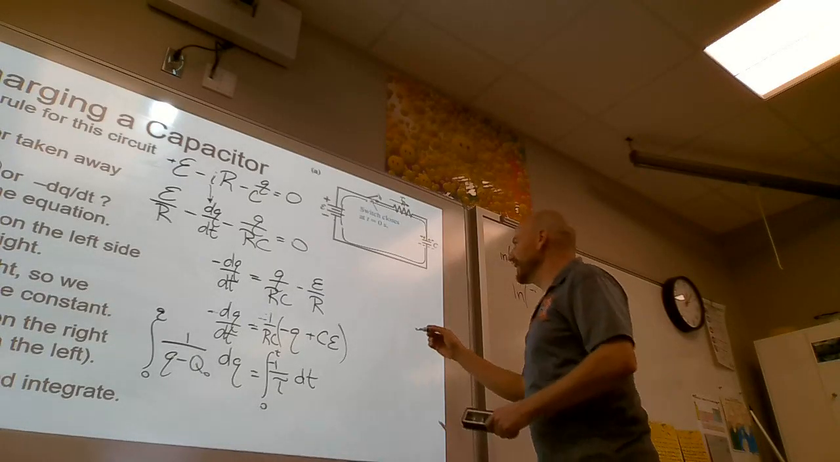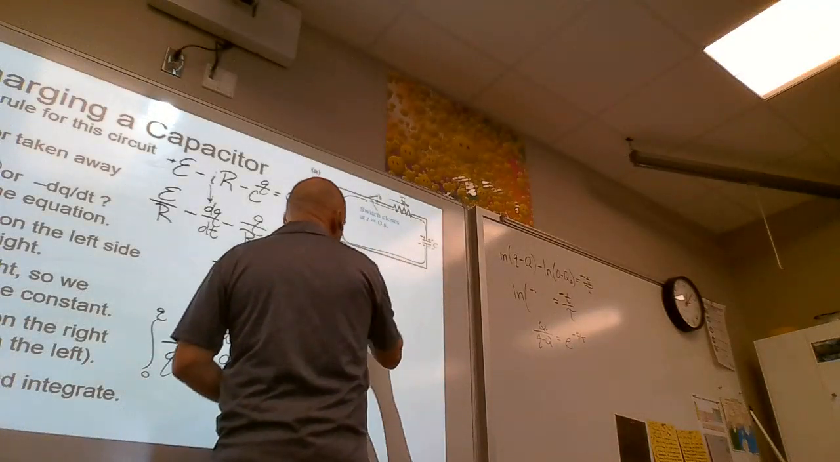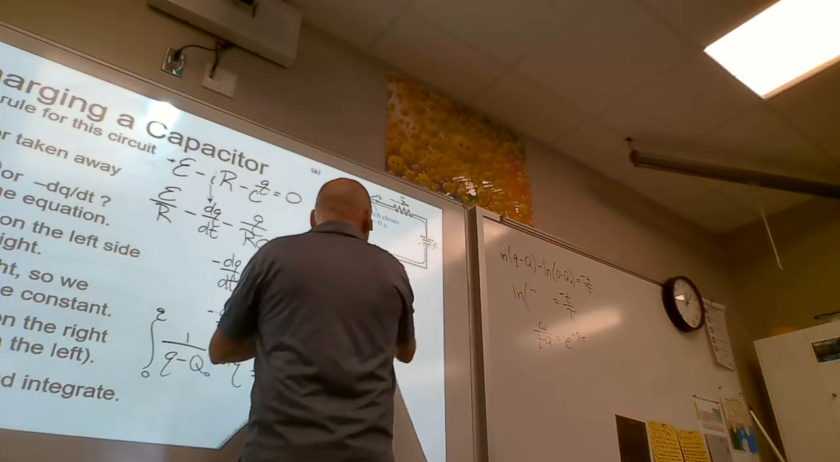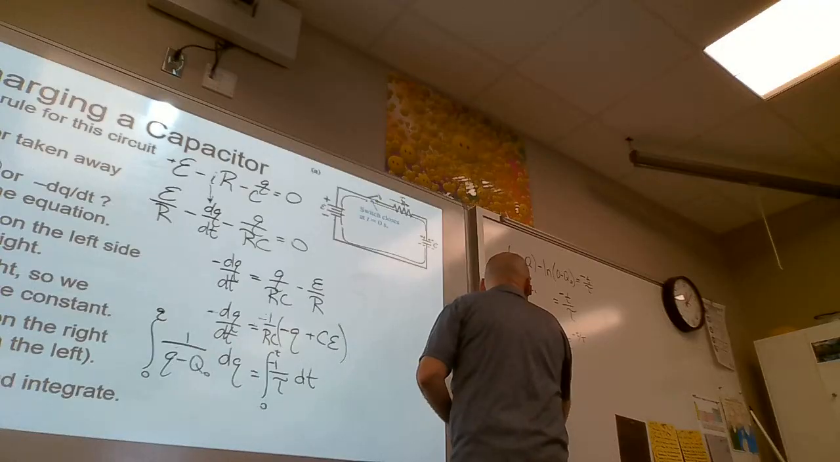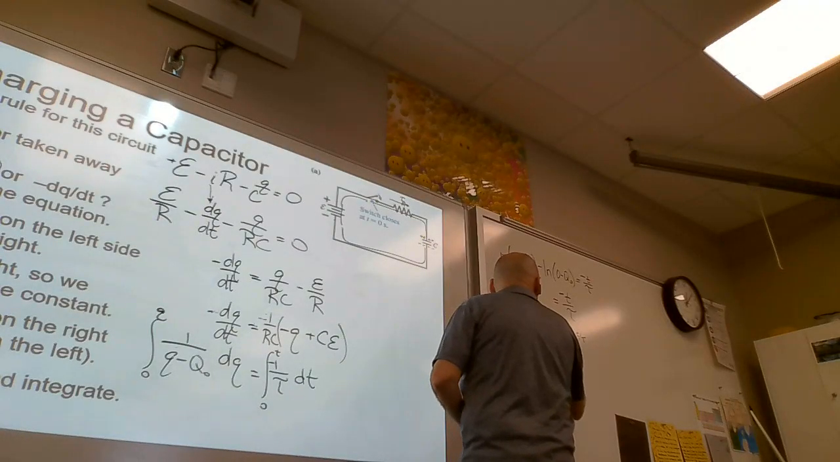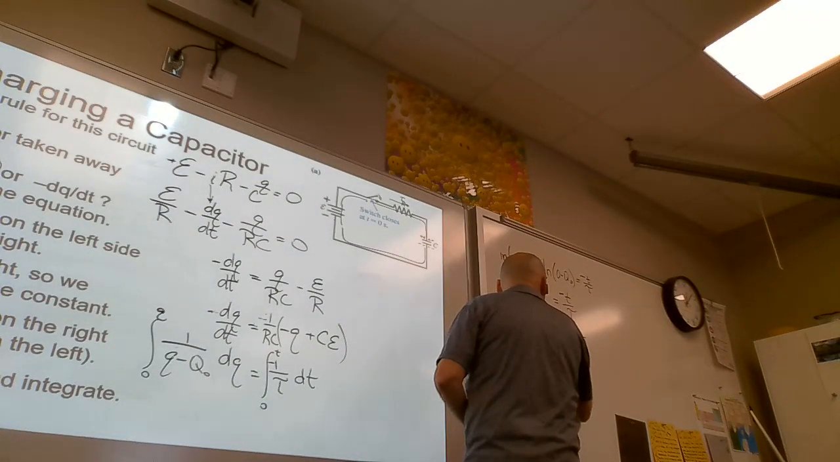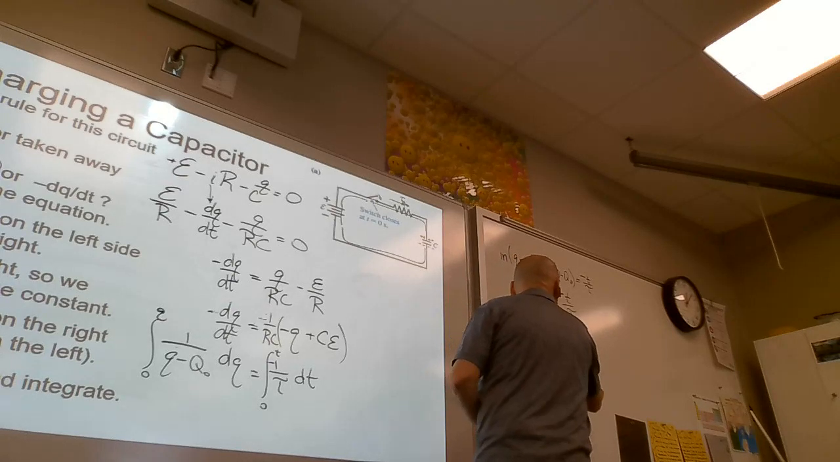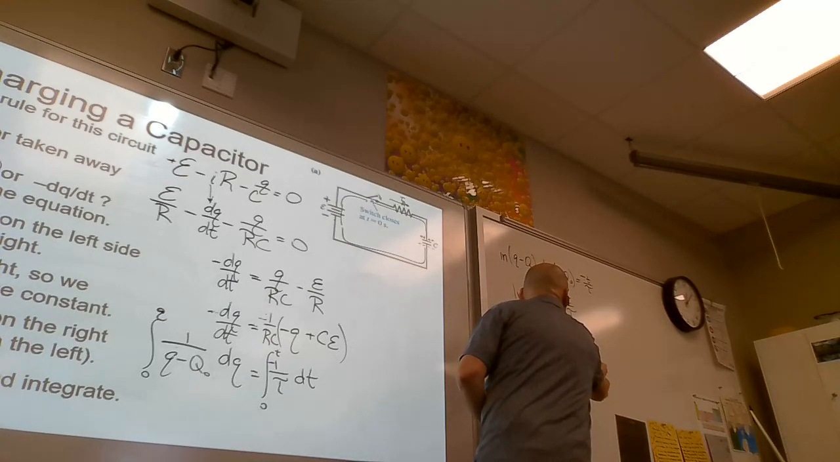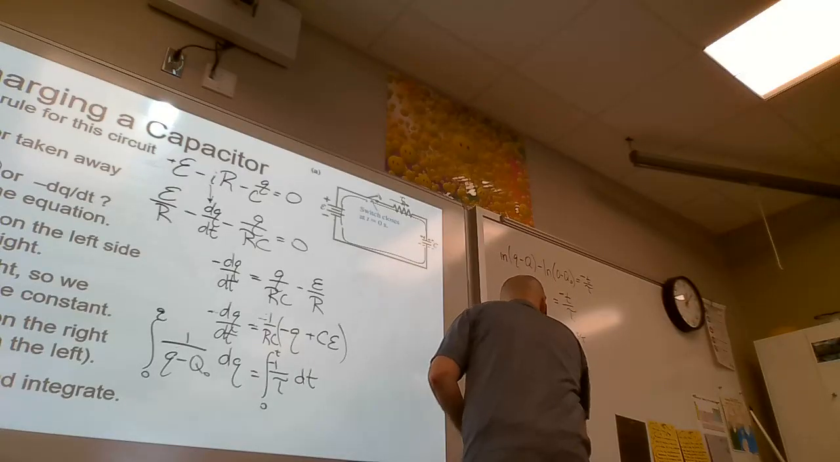So here's your final equation. This is what you should end up with. Q is Q naught times 1 minus e to the negative t over tau. That gives you this graph here.